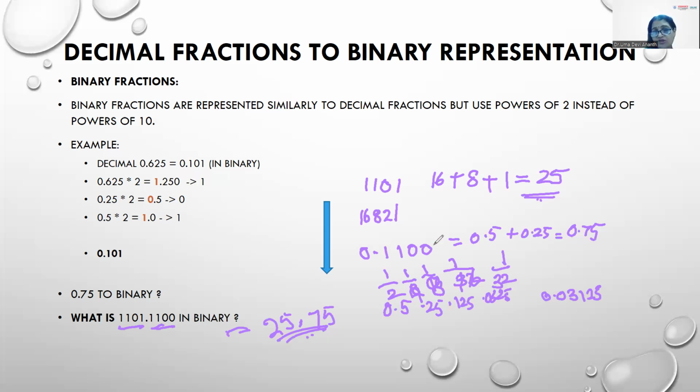Okay, so the placeholders over here, if you see, will take the values of 0.5, 0.25, 0.125, 0.0625, 0.03125, like that it will go. That means half, 1 by 4, 1 by 8, 1 by 16, 1 by 32, like that. So in binary, whatever is there after the point, you have to convert it like this. Hope that is clear.